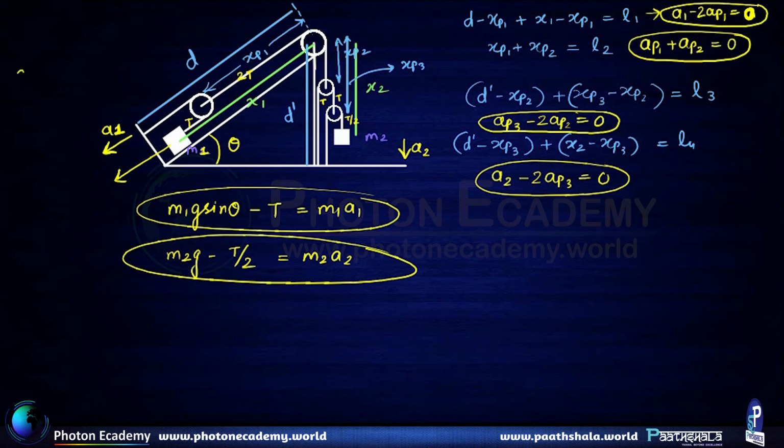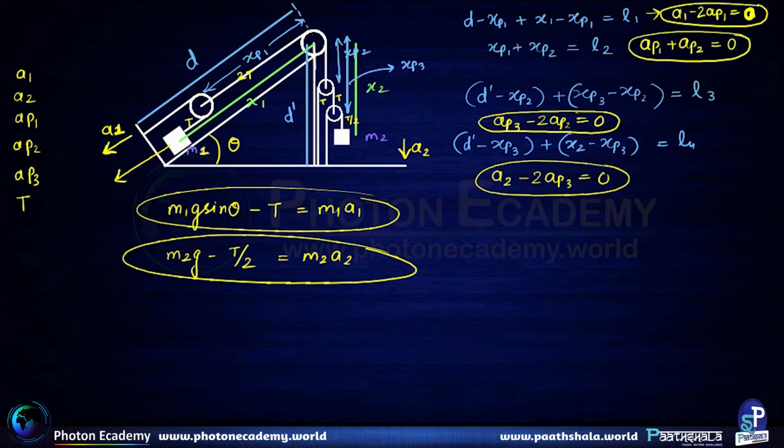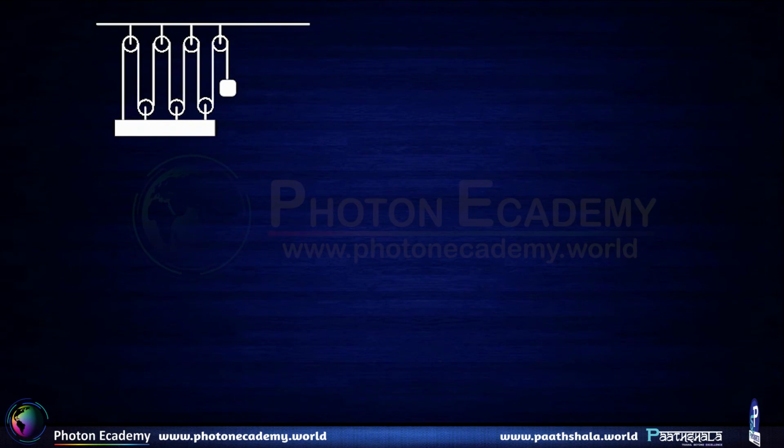So let us keep a track of the unknowns now. The unknowns are a1, a2, ap1, ap2, ap3 and t. So 6 unknowns, and we have got 6 equations for solving this particular situation using the constrained motion technique. Okay, so this is a very simple situation, although it may appear complicated.